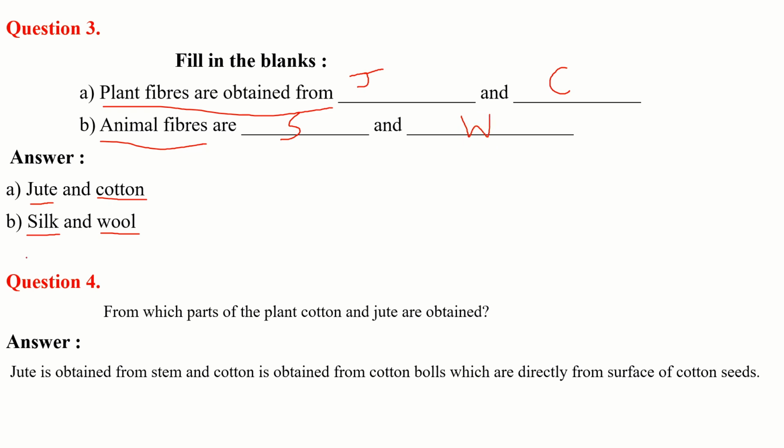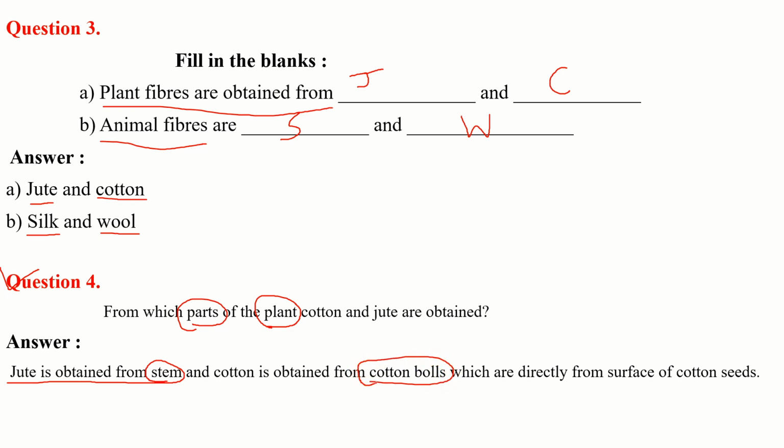Okay. Next, fourth question. From which parts of the plant are cotton and jute obtained? Here they are asking, we get cotton and jute from the plant, we know that. But they are asking from which part of the plant we will get the jute and cotton. We have learnt it already. Jute is obtained from the stem. How do we get the jute? From the stem. Okay, part of the stem. Cotton, from where did we get cotton? Cotton from the cotton bolls. We have learnt it already.